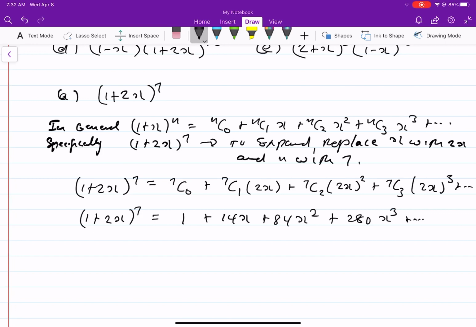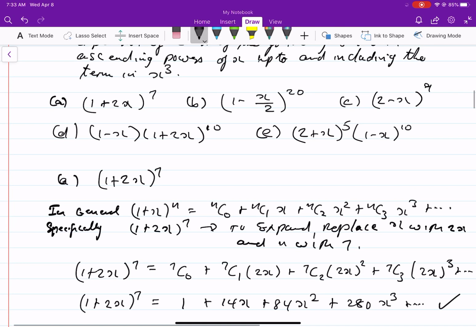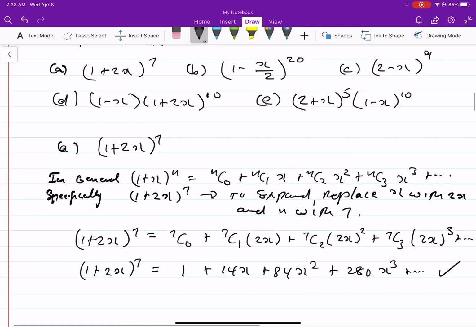Like I said, in many applications you don't need all the terms in the expansion. Clearly, this would have had a total of 8 terms, but they only wanted the first 4, up to and including the term in x cubed. So that's the first one. That's no big deal. Let's try the next one.